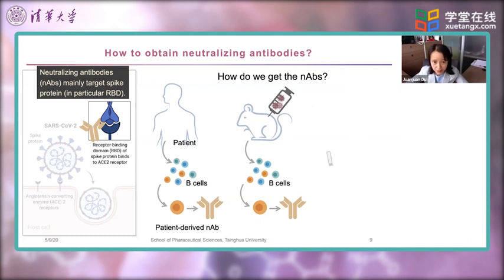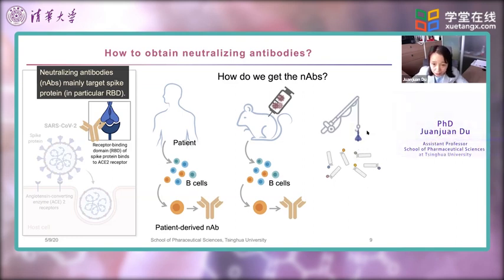The third strategy is that we don't use any kind of animal at all. We just express a fragment of the antibodies on a small bacterial virus called phage. We can express a lot of different kinds of antibodies. We call this a library of antibodies on phages. And then we use the S protein from the virus to fish out the one that binds to it. This is another way, called phage display.